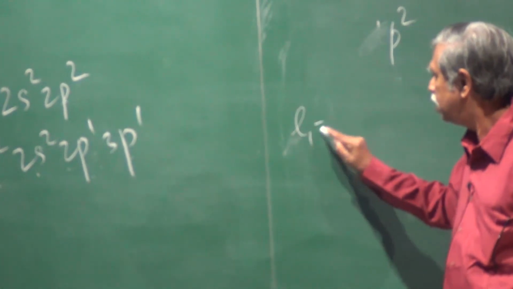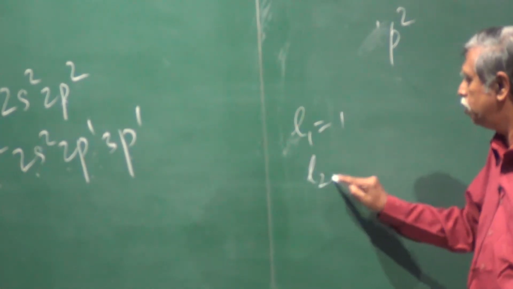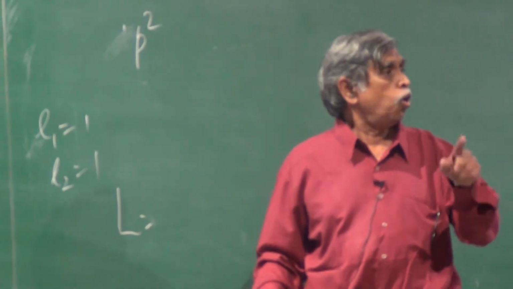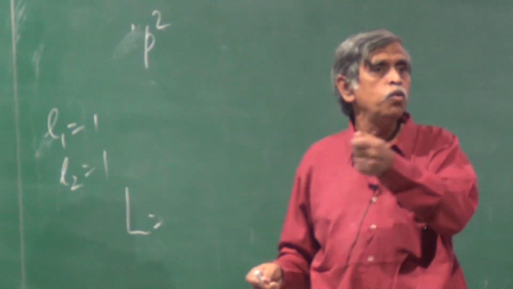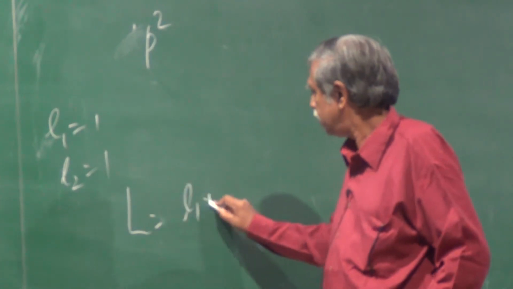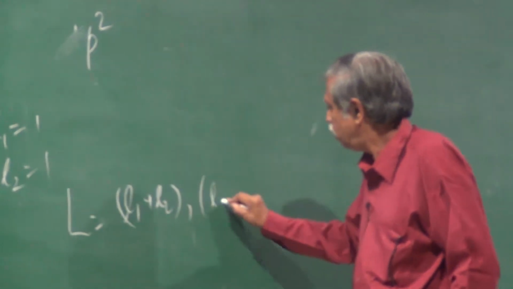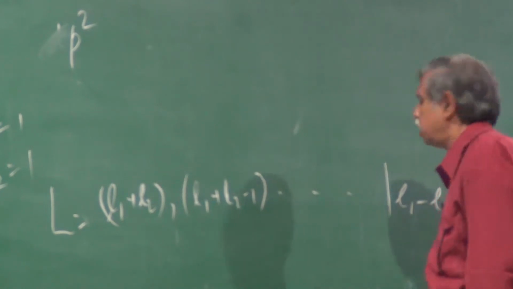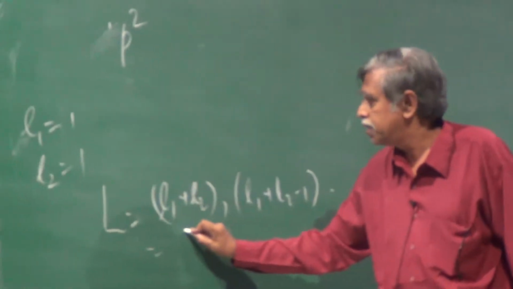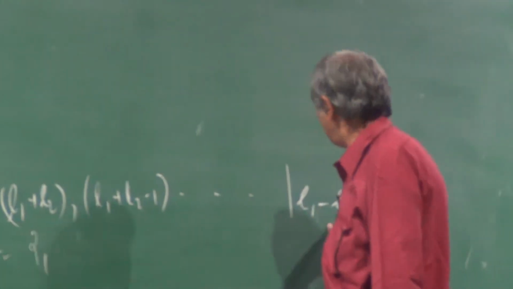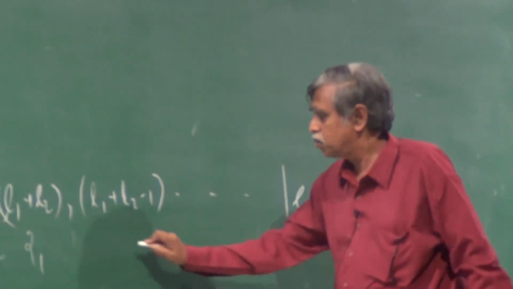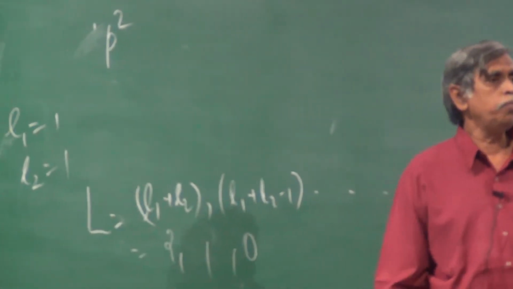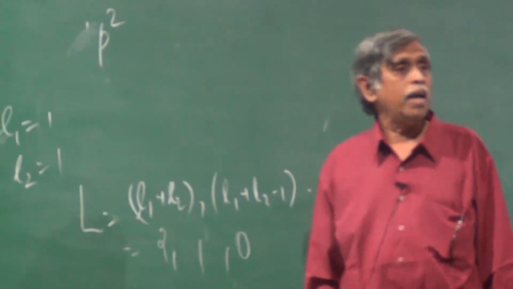What is L1? 1. What is L2? 1. And therefore, what is capital L? It's L1 plus L2 all the way to L1 minus L2, dropping in units of 1. So it's L1 plus L2, L1 plus L2 minus 1, and that's going to be L1 plus L2 is 2. L1 minus L2, always write the last one, that's going to be 0. And if you have a drop in units of 1, the only other possibility is going to be 2, 1 and 0, and that's my capital L value.